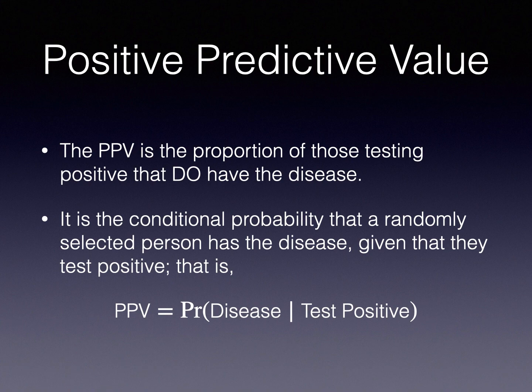Now, the positive predictive value, the PPV, is the proportion of those testing positive that do have the disease. Stated in terms of probability, the PPV is the conditional probability that a randomly selected person has the disease given that they tested positive. In other words, the PPV, and you can see the notation there, is the conditional probability that the person does have the disease, given that they test positive.